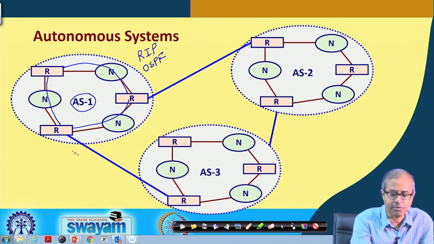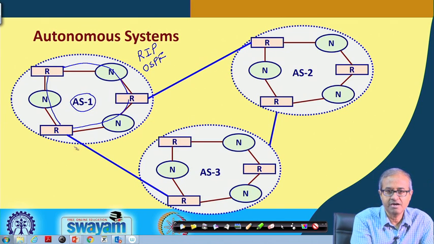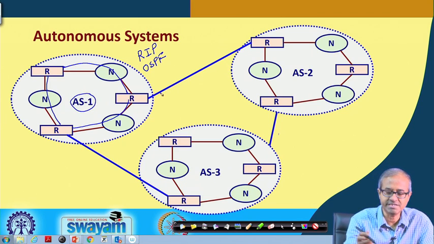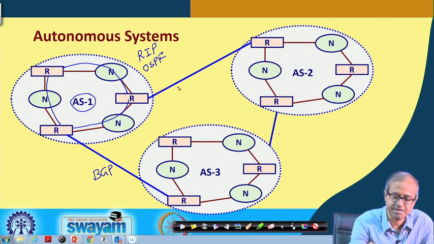But when you talk about routers which belong to different autonomous systems, which are shown by these blue lines, here you use some external or exterior routing protocol like BGP.